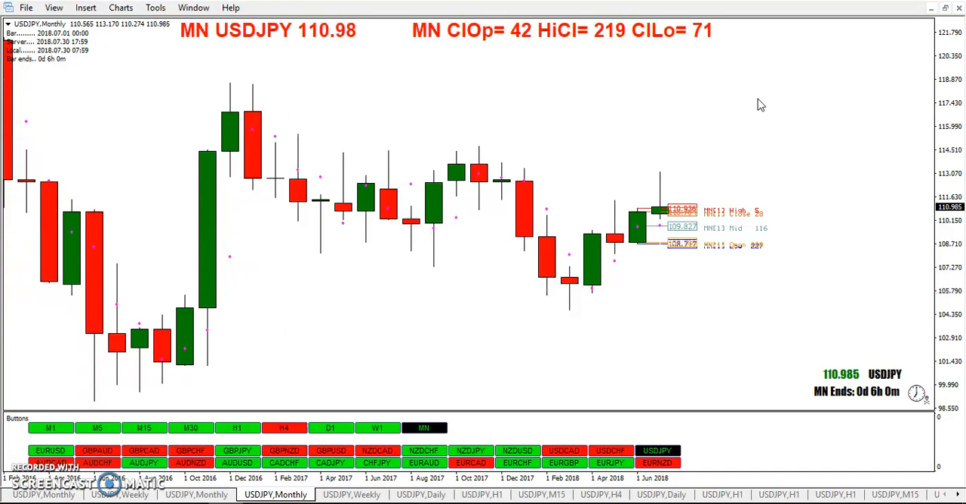But the reason it doesn't matter is because price is the same on all charts. So right now we've got 110.98, doesn't matter what time frame you look at, price is going to be 110.98. The daily high will be the daily high, and the daily low will be the daily low, and the monthly high will be the monthly high. It doesn't matter the time frame.